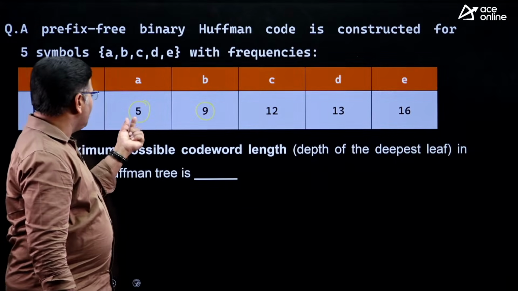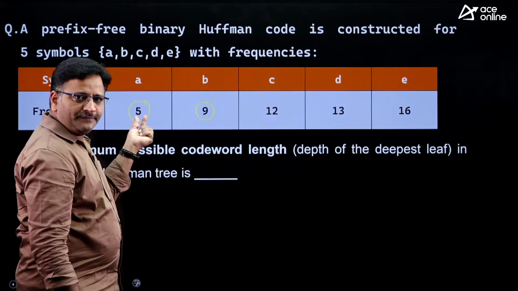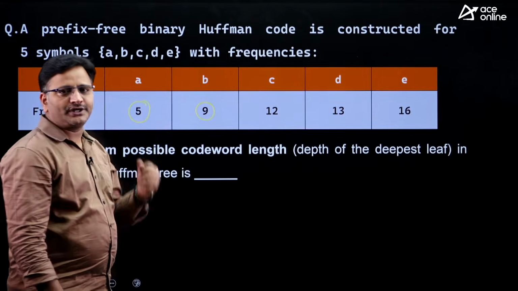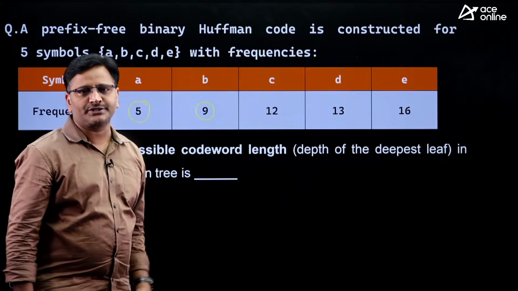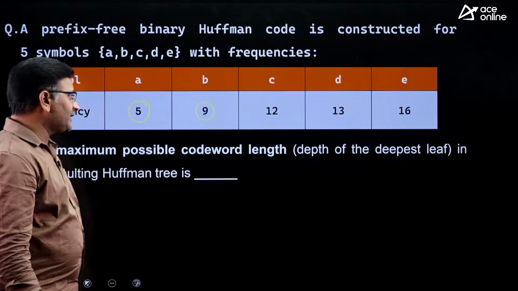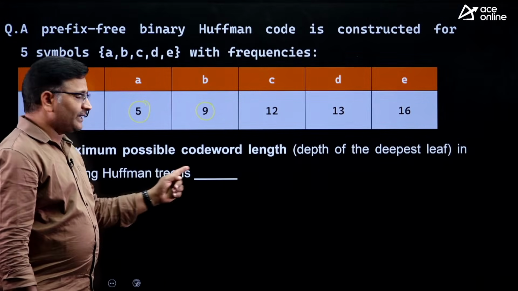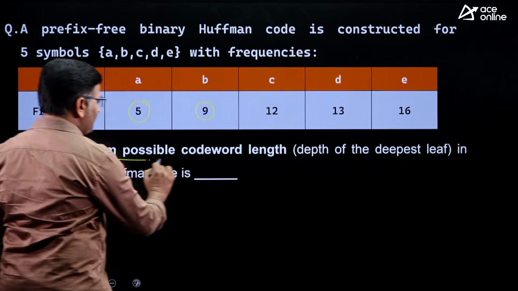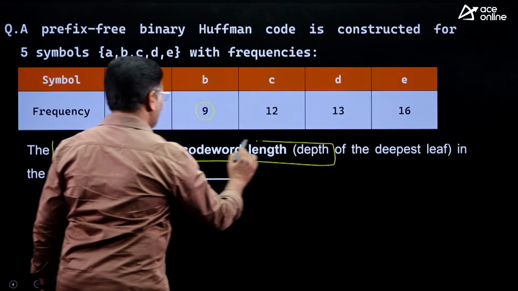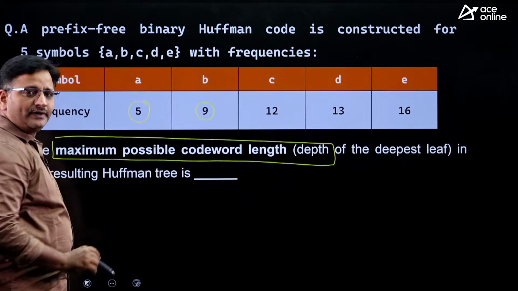by assigning first least frequency letter as left child and second least frequency letter as a right child. You can continue that process until the whole tree gets constructed. Okay, so just refer to our class notes and go through this problem. You can understand, actually here they are asking maximum possible code word length. Do you know what is the meaning of maximum possible code word length?